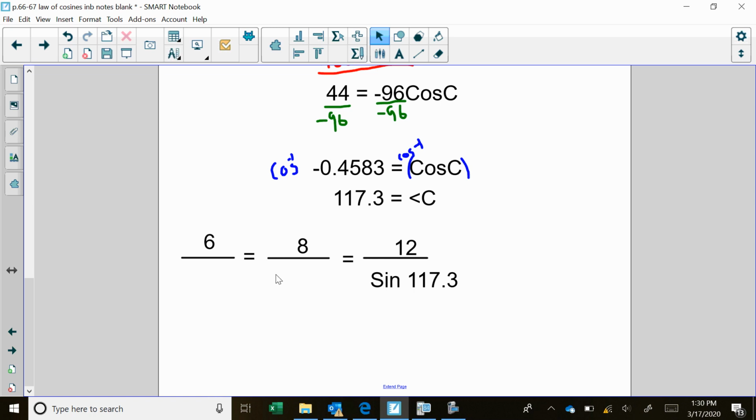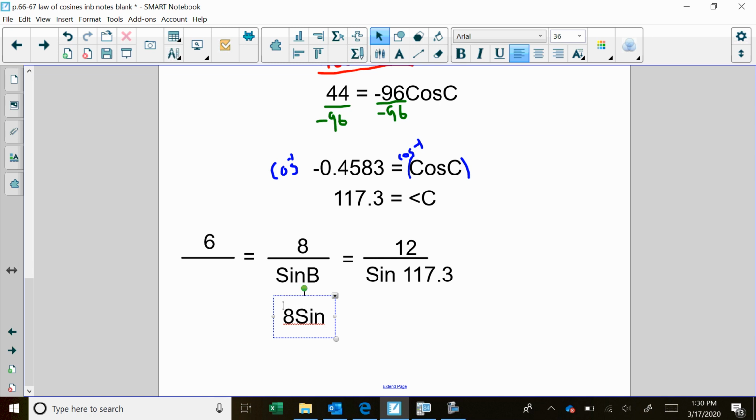You're going to find angle B next. You're going to work your way from biggest angle down to smallest angle. Since side 8 is the next highest side length, B is going to be the next highest angle measure. So that's your middle angle measure. That's going to give us 8 sine 117.3 equals 12 sine of B.